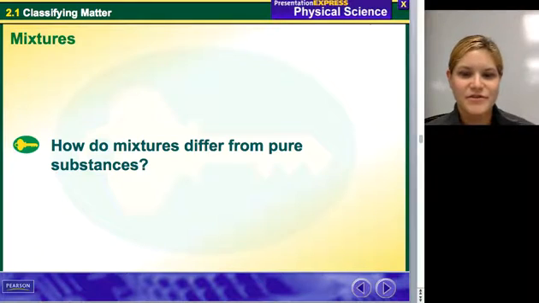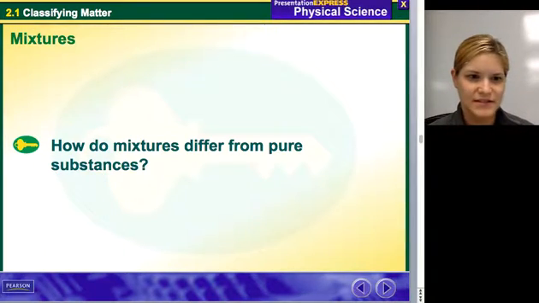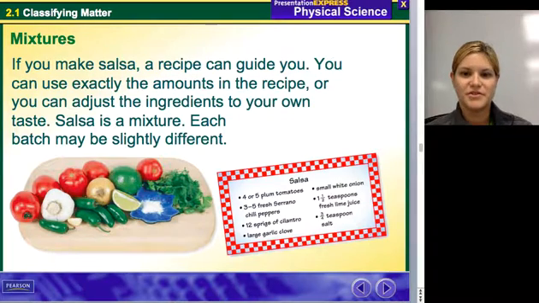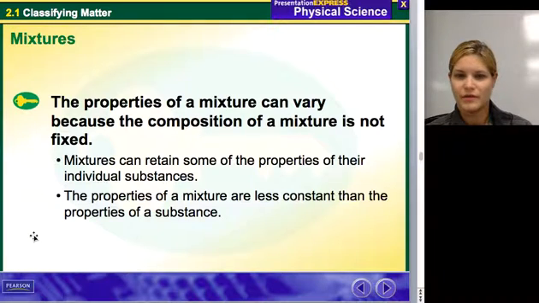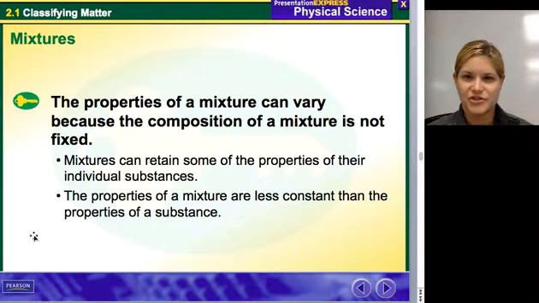Okay, how do mixtures differ from pure substances? So mixtures are different from pure substances because they can vary. Each batch might be a little bit different of a mixture. The properties in a mixture can vary because the composition is not fixed. So when we talked about water and carbon dioxide, those compositions were fixed. They had to be the same for every single molecule. And in mixtures, it doesn't have to be like that. It's not a 100% always, all the time, the same.